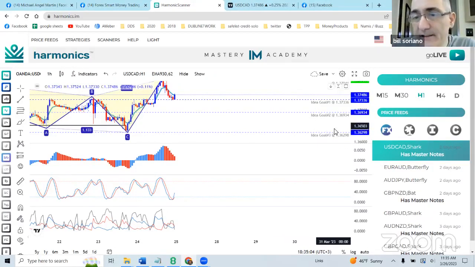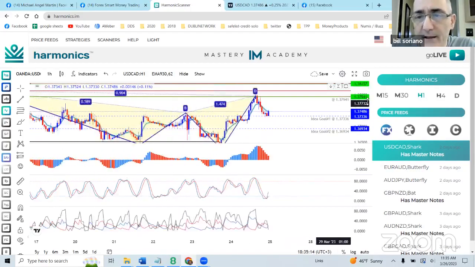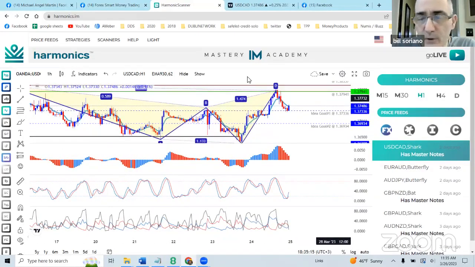So we don't really pay attention to 2 or 3. So really the only thing we pay attention to here on the right hand side is our idea goal 1, which is our take profit 1. Okay. So we get the scan.